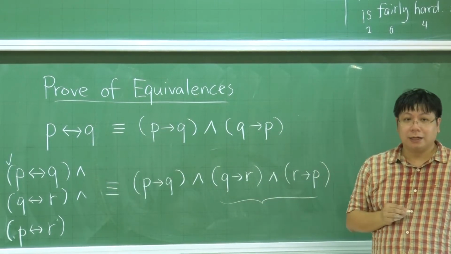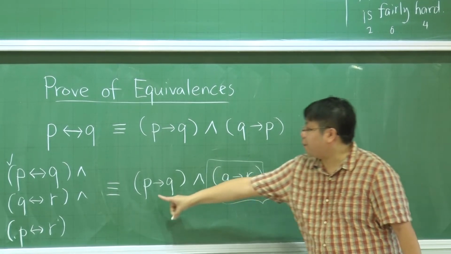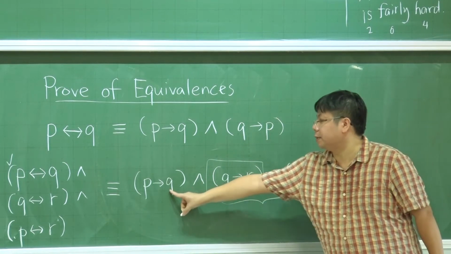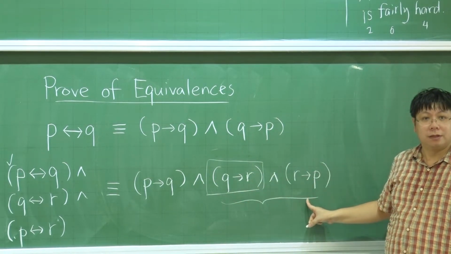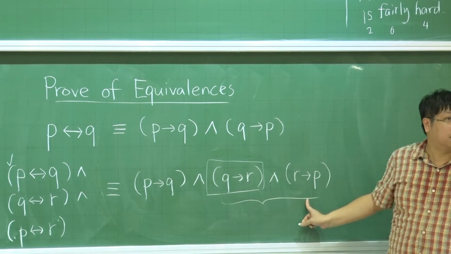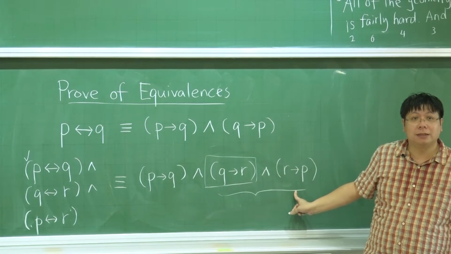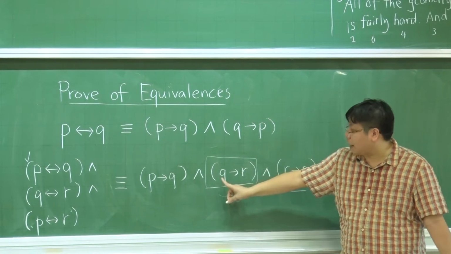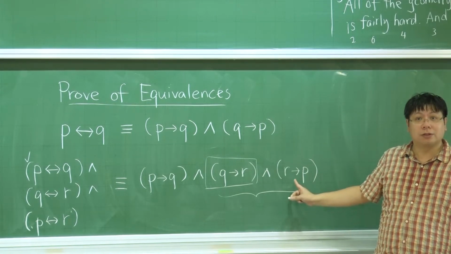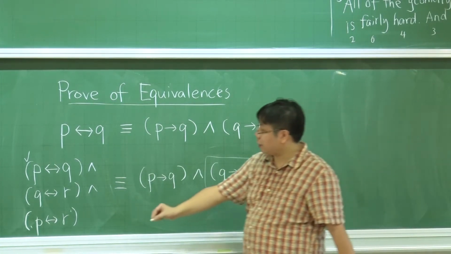Now similarly, take this part here. If I have P implies Q and R implies P, what do I have? The first one and the last one give me R implies Q, am I correct? So I have Q implies R, and these two give me R implies Q. So I will have Q if and only if R. So I can also have this one.